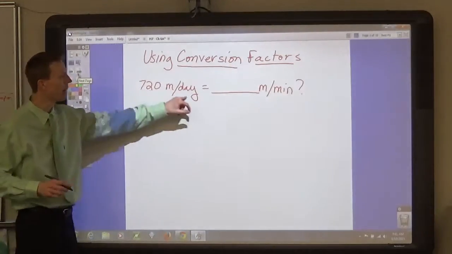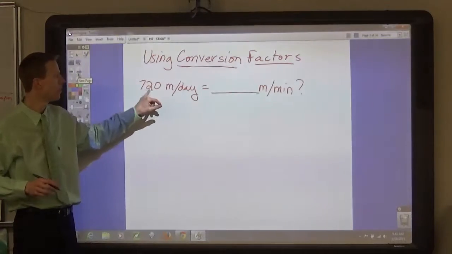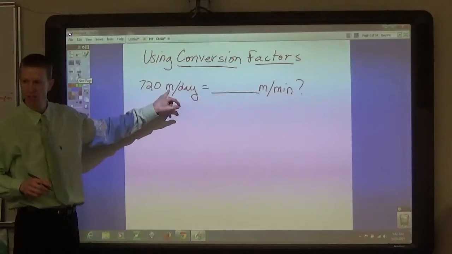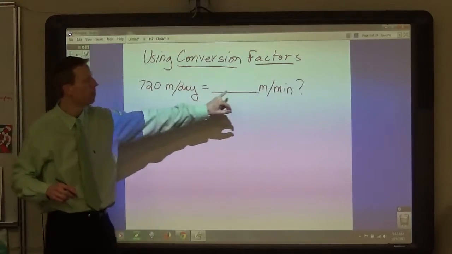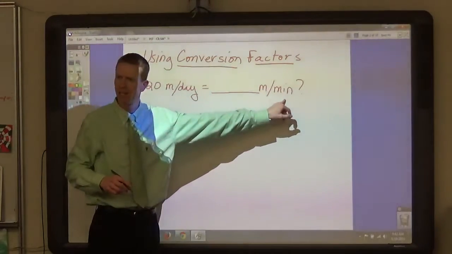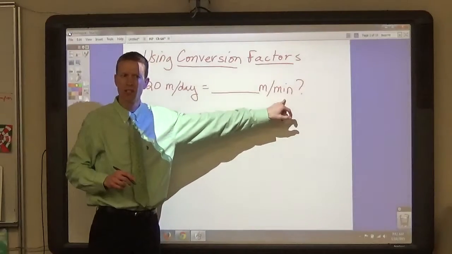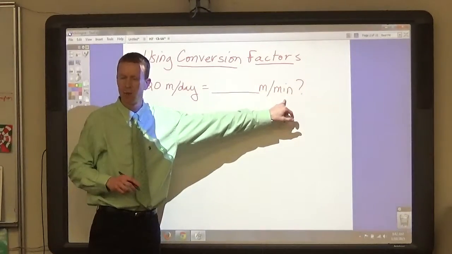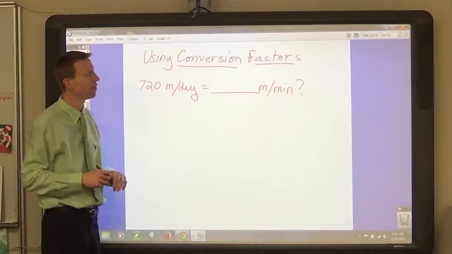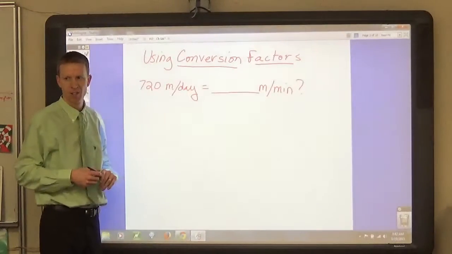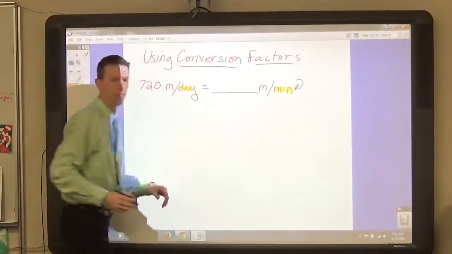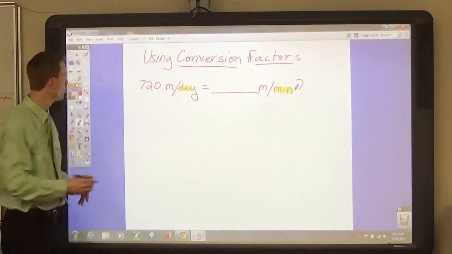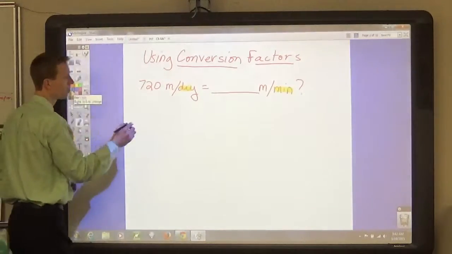What if we have a rate given of 720 meters per day, and we want to know how many meters per minute? We're going to change the label, and we're going to need to use a conversion factor. We're converting from days to minutes, right? So, here's how you do this.